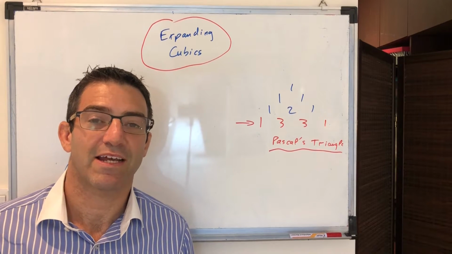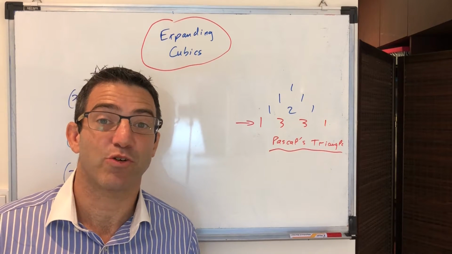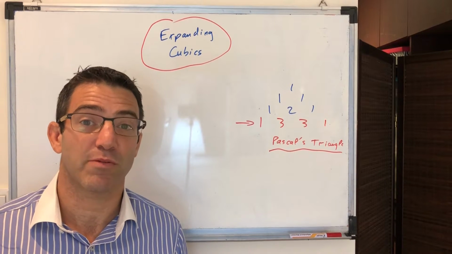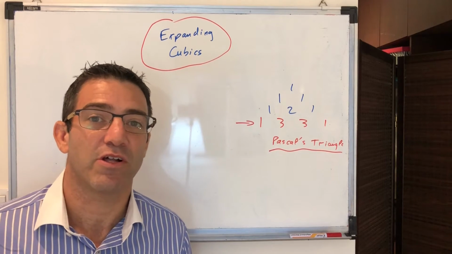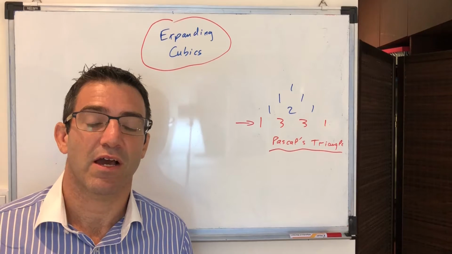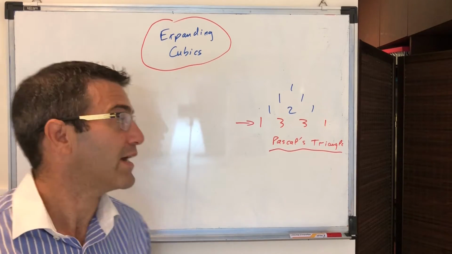So today I'd like to talk to you about expanding cubic brackets, and although this looks a little bit complicated, it's actually not that hard at all. So we use something which we call Pascal's triangle, and here it is.